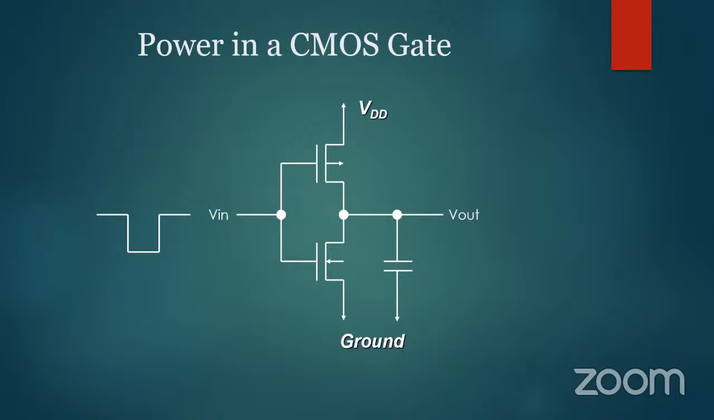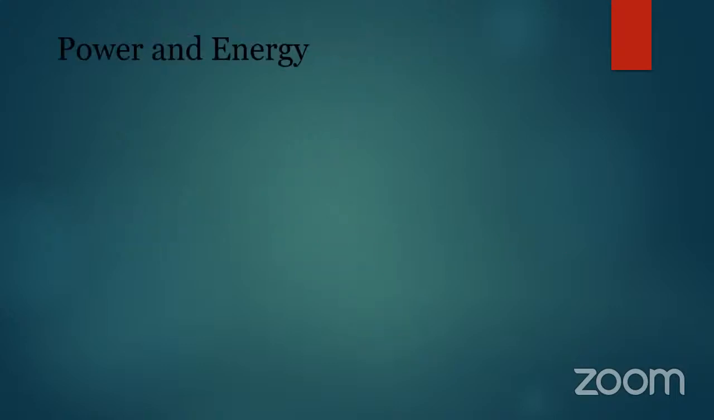Now, what is the work of the inverter? You can say it complements the input. Complements means whenever we give the input zero, it gives the output as one. When the input is switched to one, the output goes to zero. So this is the switching activity. When the input is transitioning from zero to one, the output is also taking a transition from one to zero. So this activity is called the switching activity. Now we'll see one by one how the power dissipation is taking place in this circuit.